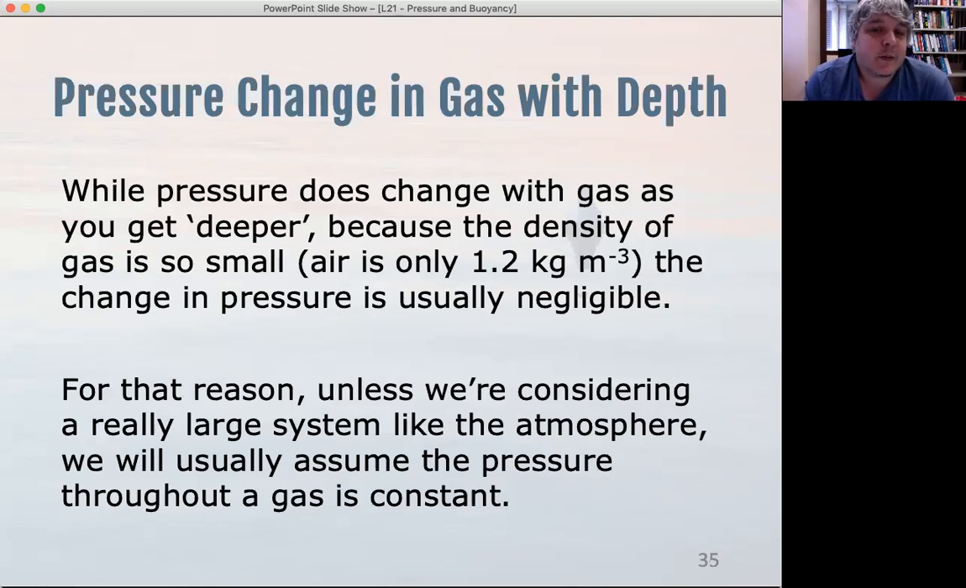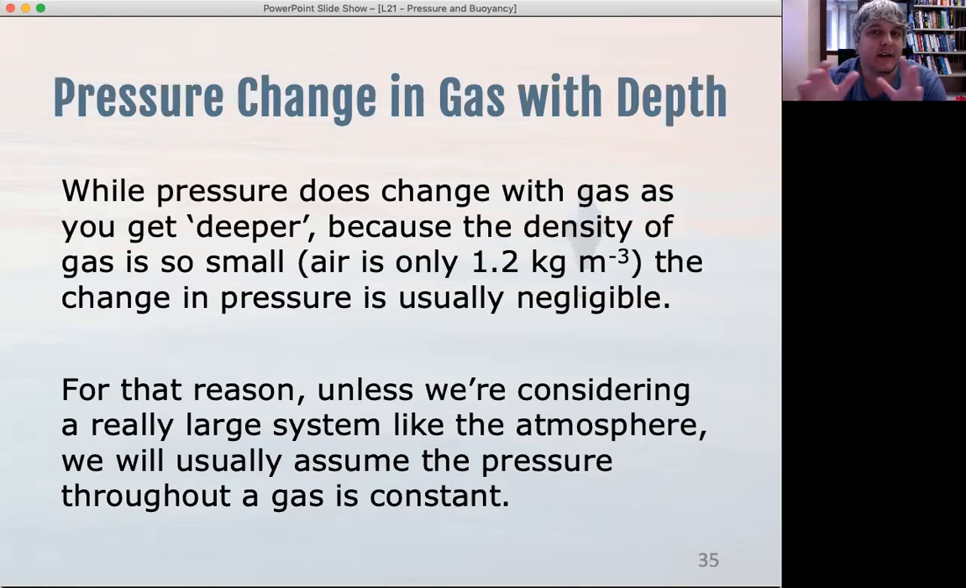Pressure does change with gas depth, but it's a pretty small amount. We saw with liquid, as you go down, the liquid above is all pressing down on that bit of liquid, so the pressure is bigger here than it was up here. With a gas, the gas isn't all sitting on top of each other like it was with a liquid, so the gas doesn't really change.